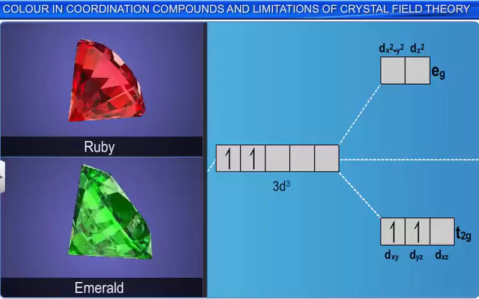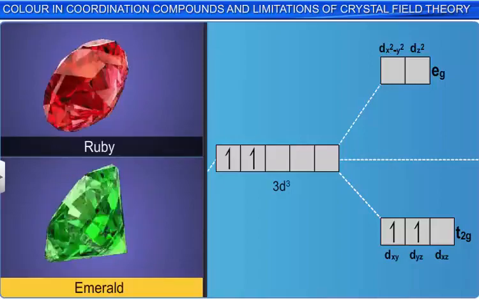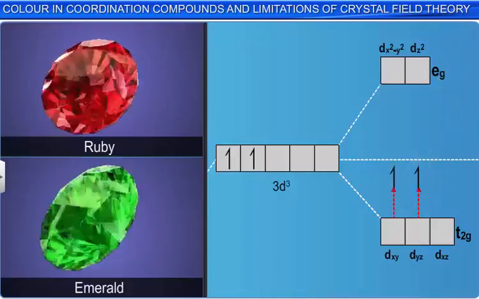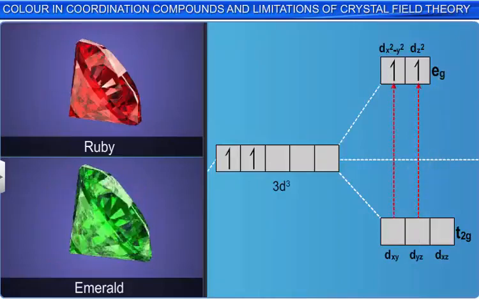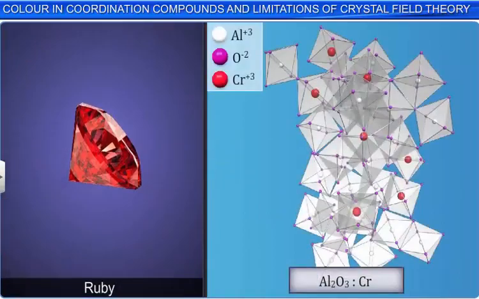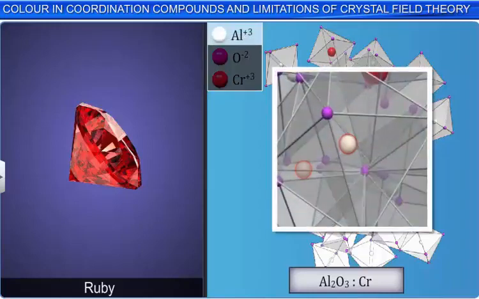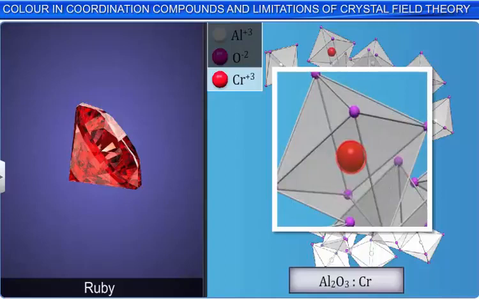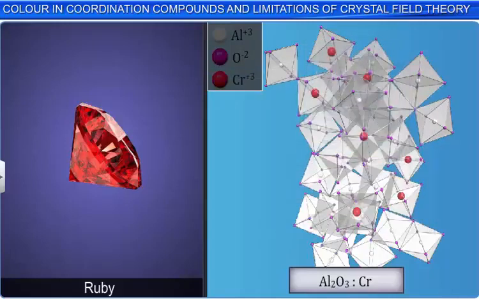The color of gemstones like ruby and emerald is also due to the d to d transition of electrons within the d orbitals of the transition metal ion. Ruby is a pink to blood red colored gemstone. It is aluminium oxide in which a small fraction of Al3+ ions are replaced by chromium 3+ ions. The red color of a ruby is mainly due to the presence of chromium 3+ ions.